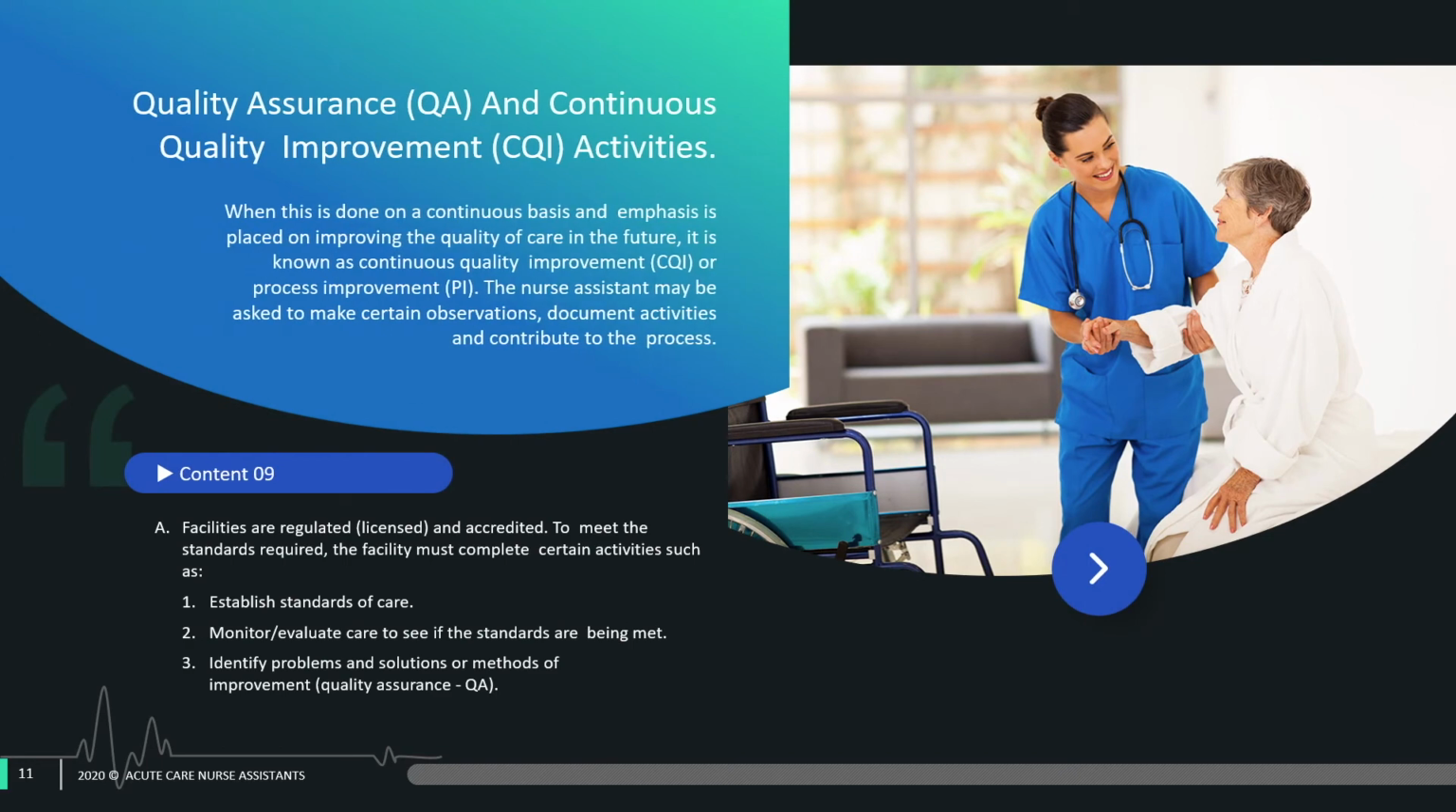Content 9. Quality assurance and continuous quality improvement activities. When this is done on a continuous basis, and emphasis is placed on improving the quality of care in the future, it is known as continuous quality improvement, CQI, or process improvement, PI. The nurse assistant may be asked to make certain observations, document activities, and contribute to the process.